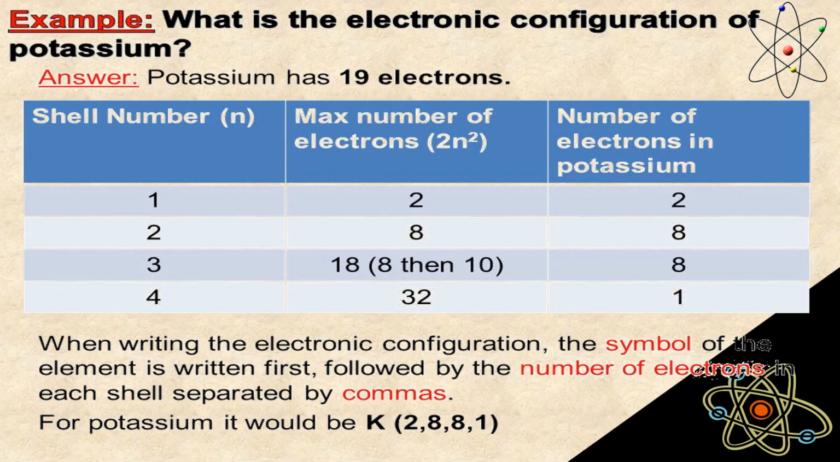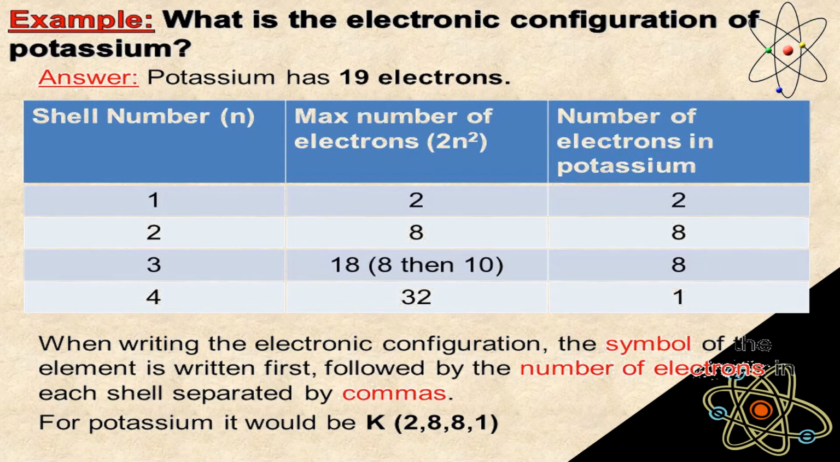Now, what is the electronic configuration of potassium? Let's take one example in order to understand that. Potassium has 19 electrons. Okay. So the shell numbers we will arrange 1, 2, 3, 4. ये n है हमारा. ठीक है. I've explained your ordinal number n. The maximum number of electrons in each shell that it can accommodate.